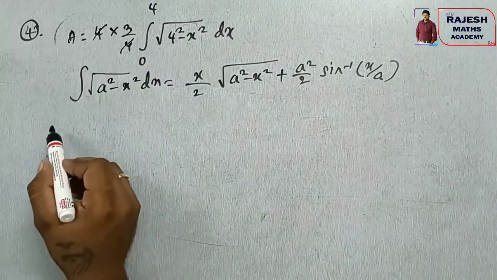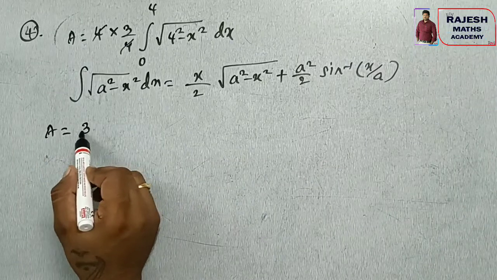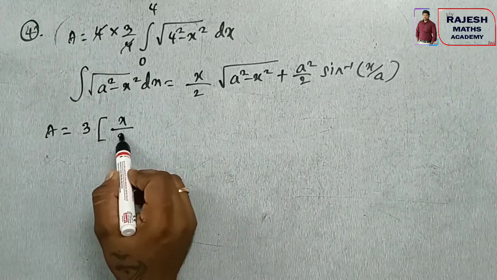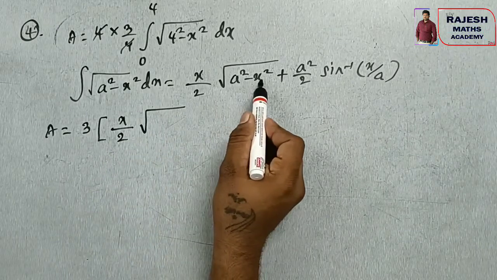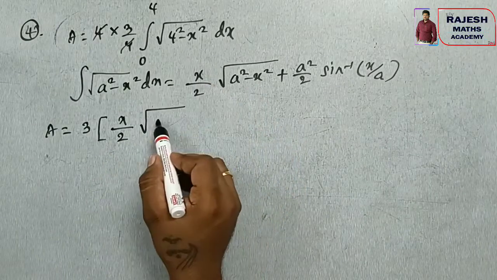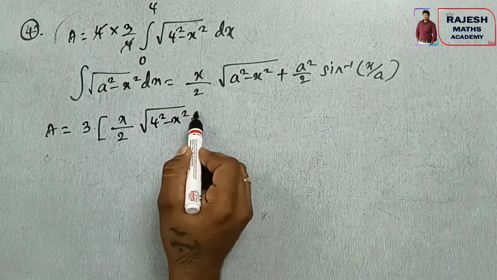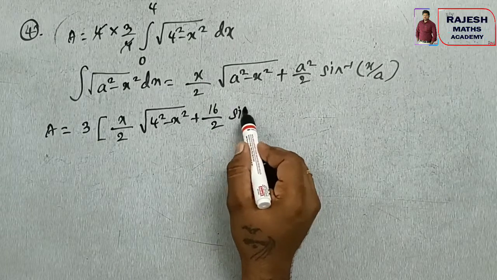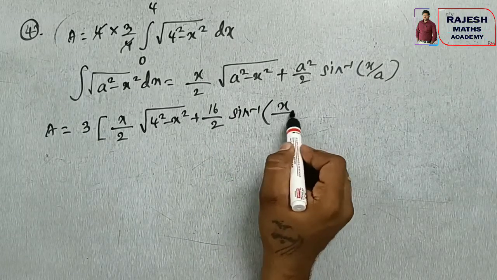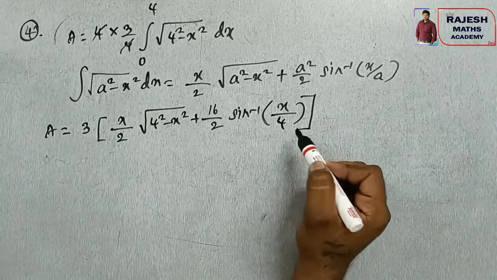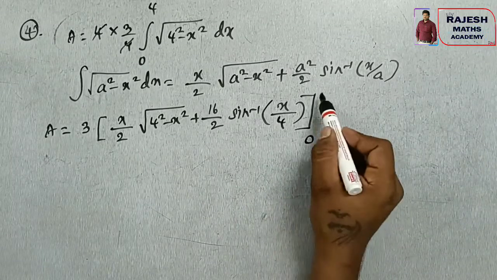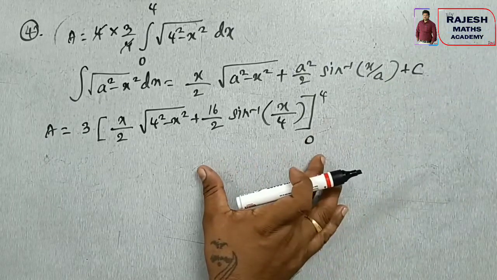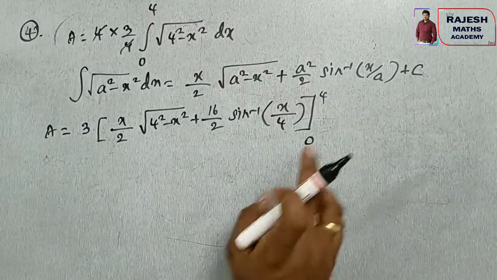So this 4 will cancel. So the value will be 3 into, so apply that now, x in the place, same x here. So x by 2 root of 4 square minus x square, plus 4 square by 2, that is 16 divided by 2, sin inverse of x by 4. Here the limit will come, 0 to 4. Previously it was an indefinite integral, so the integration constant would come. It is a definite integral, so the integration constant will not come. Limit will come 0 to 4.